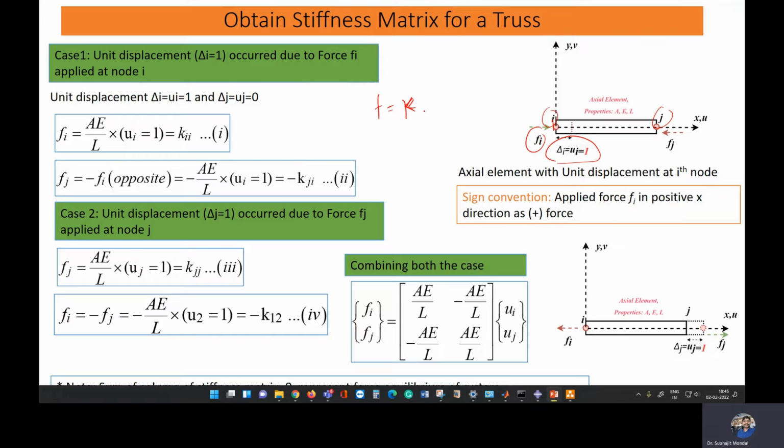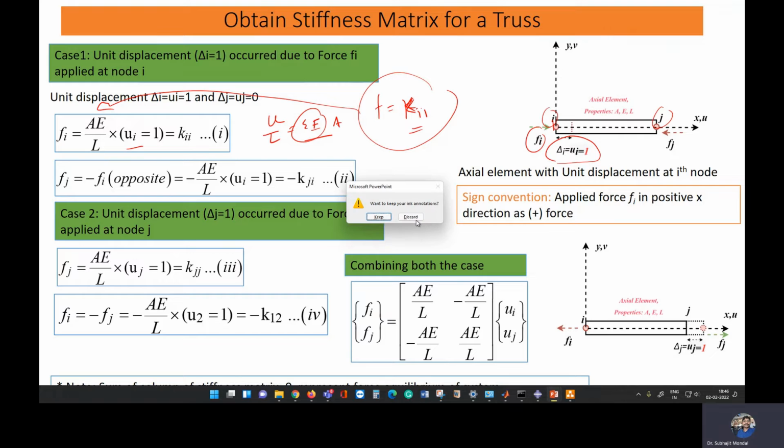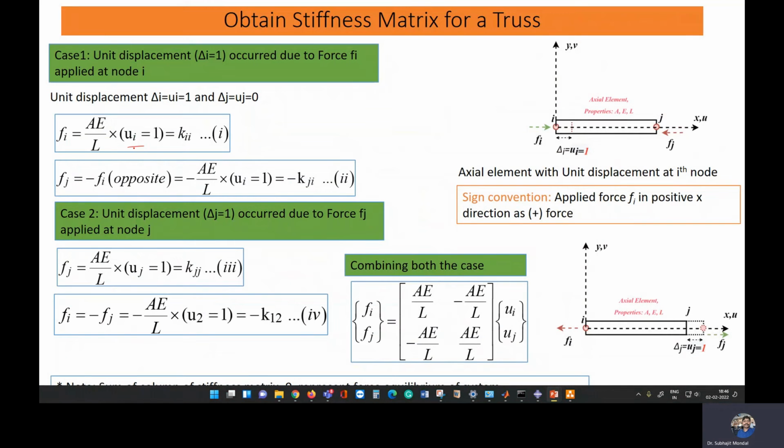So here we can write Kii, because we are obtaining unit deformation at the ith node and also applying the load at the ith node. So we can write that force F is equal to the stiffness, that is Kii. The same thing we can write here for the axial member. We can write K in terms of AE by L into U1. How are we getting it? You can see that U by L is your strain. If you multiply with the E value, then you will get the stress. And if you multiply with the area A, then you will get the force. So we can write Fi is equal to AE by L and your unit deformation. That is basically K11.